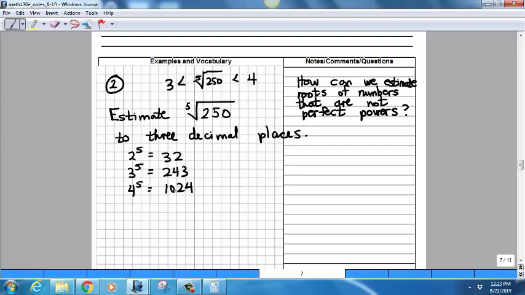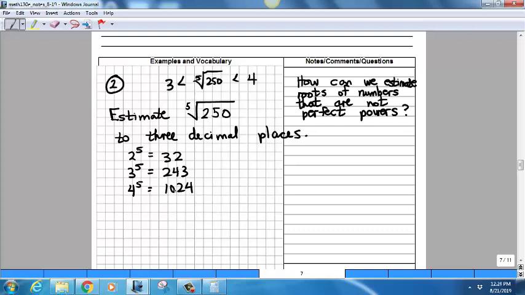Now, the question is, how do we use the calculator even to get the fifth root of 250? Calculators frequently have square root keys on them, and they usually have cube root keys on them. That's pretty common. But it's more unusual for calculators to have fifth root keys on them. So typically we don't have fifth root keys on calculators, and even with the calculator, we have a bit of an issue of how we're going to estimate that fifth root of 250.